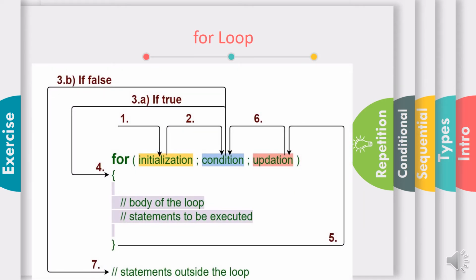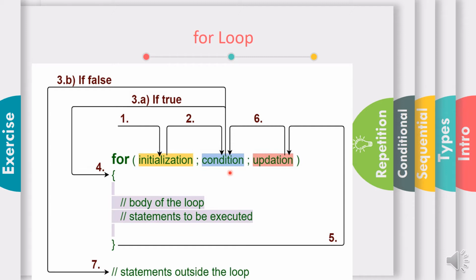So basically this is the working of the for loop. First of all, we mention the initialization. Initialization means the starting value of the loop, either i equals 0 or i equals 1 or maybe some other number. After initialization, the second thing is the condition, which says how many times we want to repeat the loop.